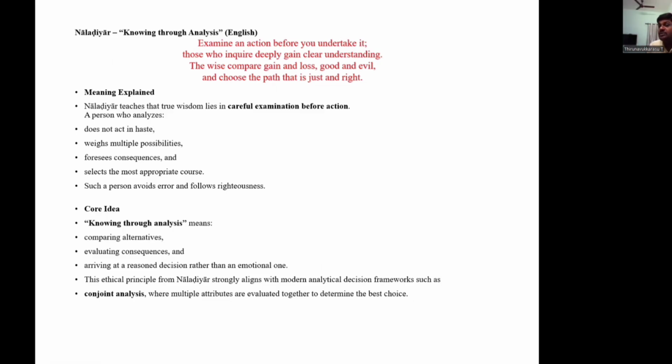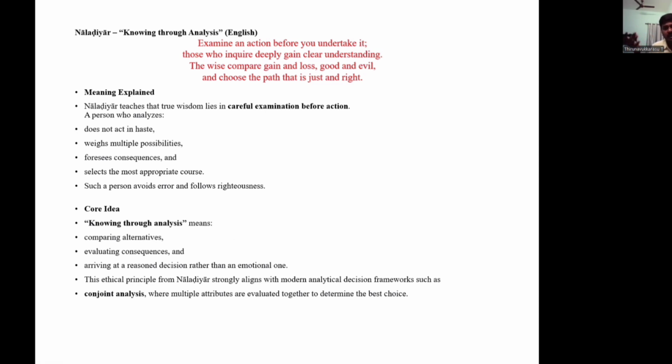Sometimes an emotional purchase may happen. That is sometimes not suitable for us, right? There are some things, right? These ethical principles of knowledge are compared with the conjoint analysis. The conjoint analysis is a modern tool, while the knowledge here was developed more than 1,000 years back.